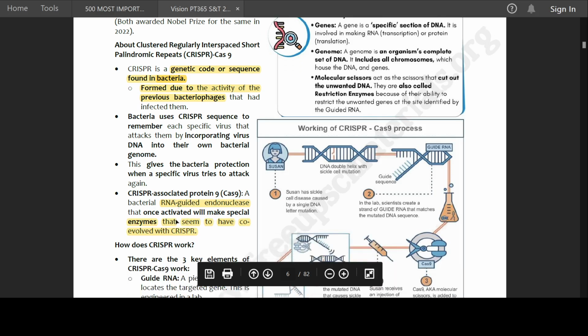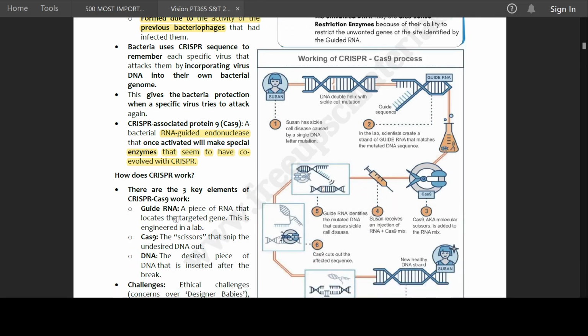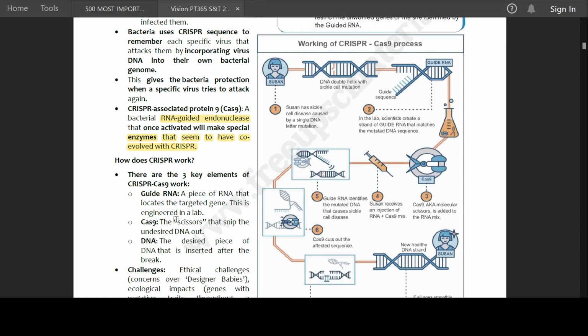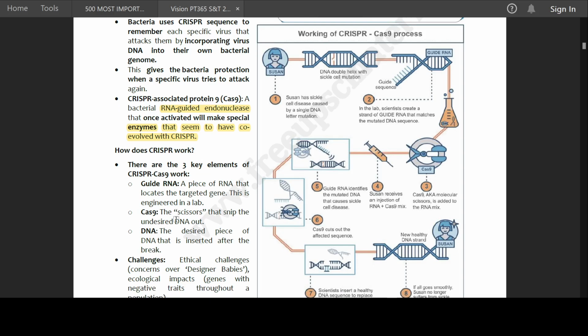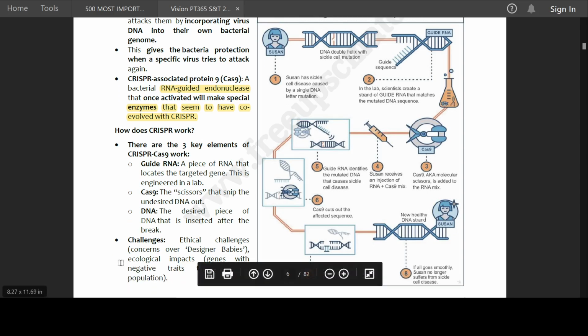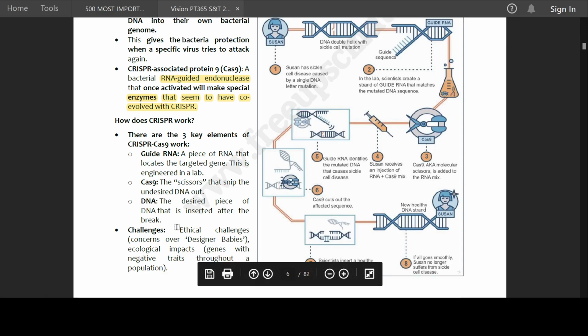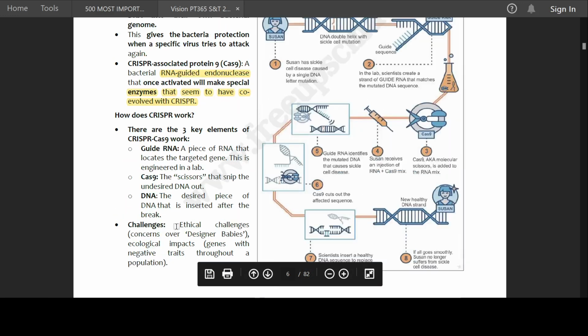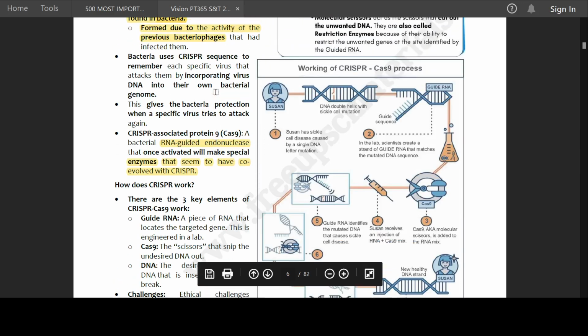How does the CRISPR work? There are three key elements of CRISPR-Cas9 work. Guide RNA, a piece of RNA that locates the targeted gene. This is engineered in a lab. Cas9, the scissors that snip the undesired DNA out. DNA, the desired piece of DNA that is inserted after the break. So that is how it works. Challenges are ethical challenges, concerns over designer babies, ecological impacts, and genes with negative traits spreading throughout a population. So that's all about CRISPR-Cas9.